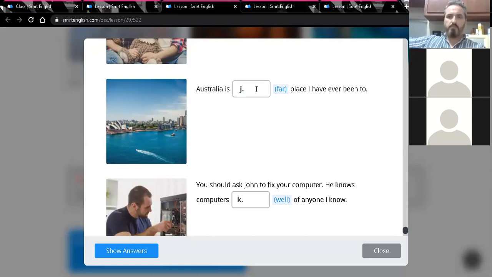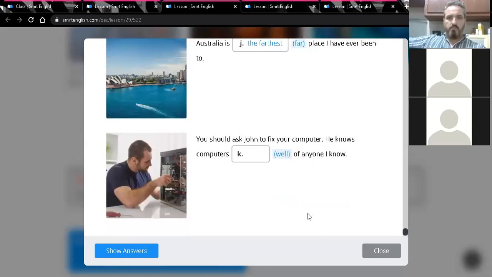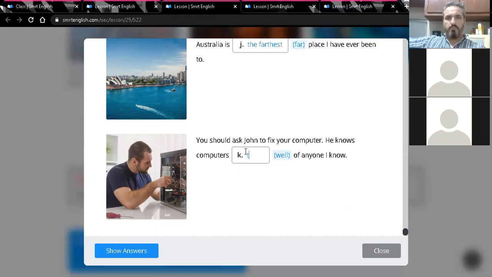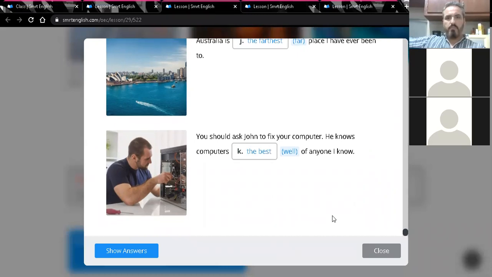Okay, J, Australia is place I have ever been to. So Australia is the farthest. Farthest or furthest, they are the same. Okay, and the last one. You should ask John to fix your computer. He knows computers of anyone I know. So he knows computers the best. The comparative is better, but here the best. The best of anyone I know.